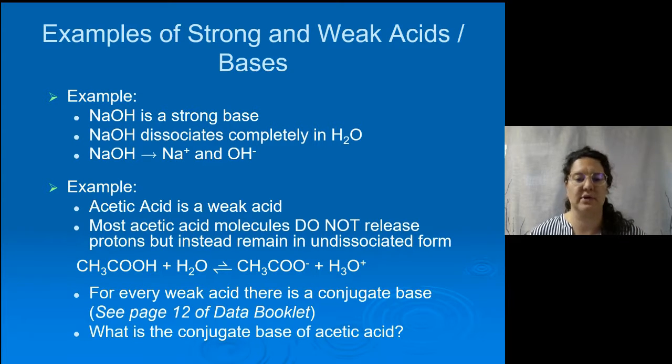For every weak acid, there's a conjugate base. And what's going to be the conjugate base of acetic acid? The conjugate base of acetic acid is going to be CH3COO negative. That's the acetic acid after it's donated its hydrogen ion.